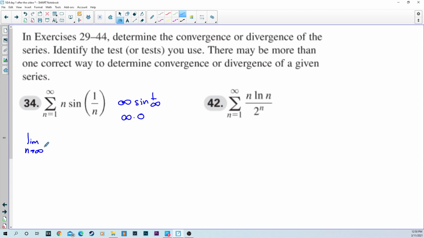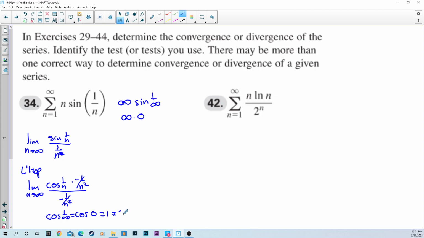Limit as n approaches infinity of, let's do sine of 1 over n divided by 1 over n. So we created the fraction. We can do L'Hopital's. Limit as n approaches infinity of cosine of 1 over n, times negative 1 over n squared, all over negative 1 over n squared. Well, those cancel. And when we plug infinity into n, we get cosine of 1 over infinity. That's the cosine of 0, which is equal to 1. And that is not 0. So this diverges by nth term test.